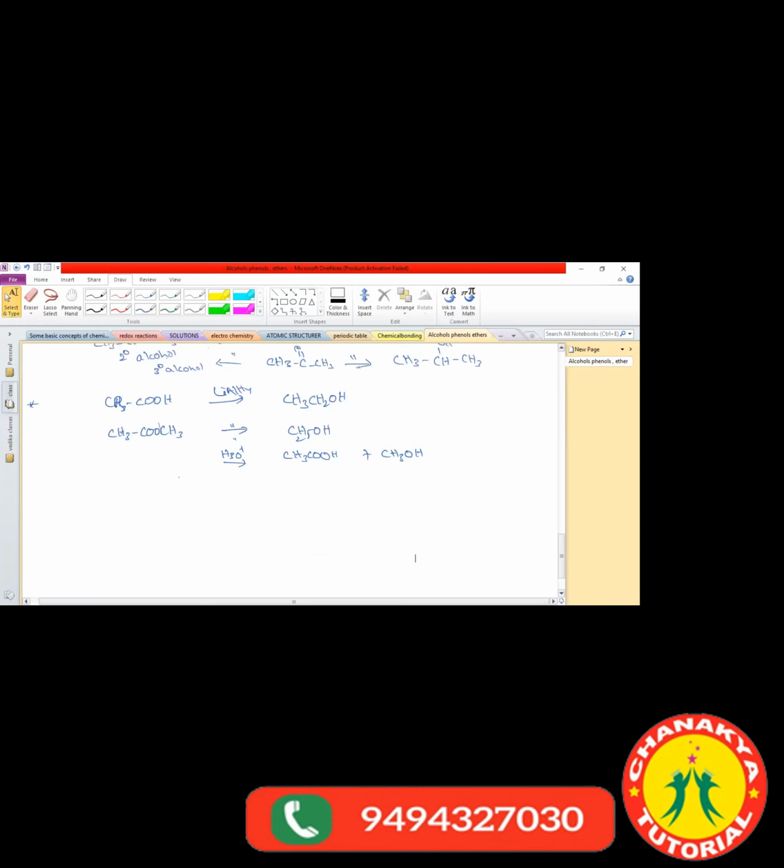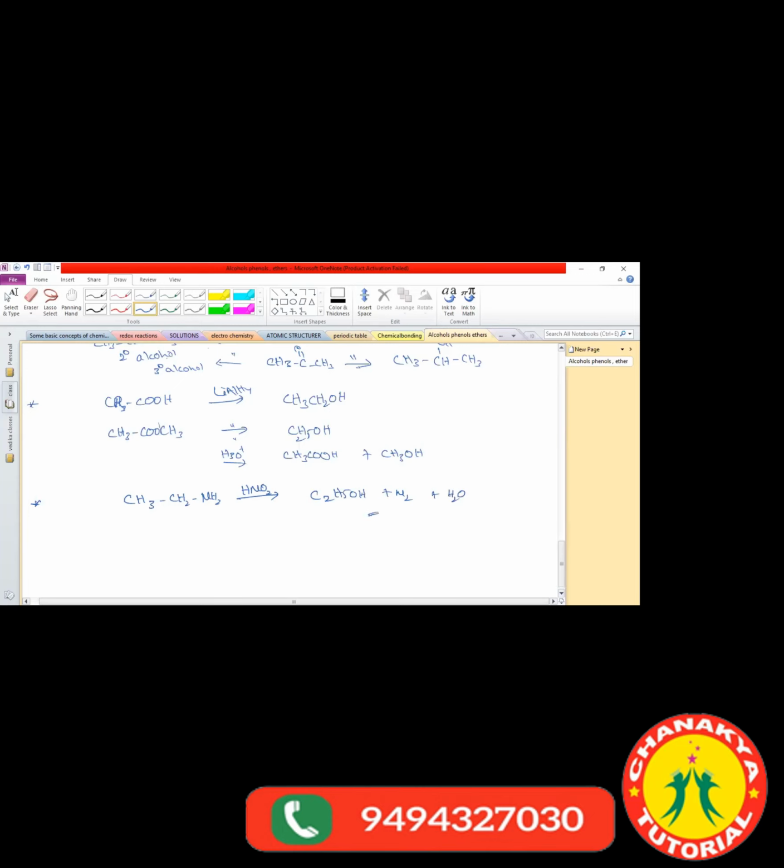Okay, so all these are the different methods, and one more method is from amines. From amines also we can prepare alcohols. For example, ethanamine, CH3CH2NH2. If it is treated with nitrous acid, HNO2, it is converted into ethyl alcohol, C2H5OH, plus N2 plus H2O. So from the amines also we can prepare alcohols.